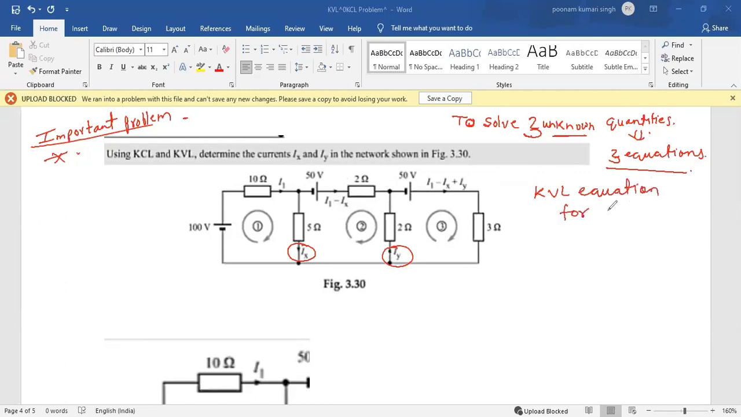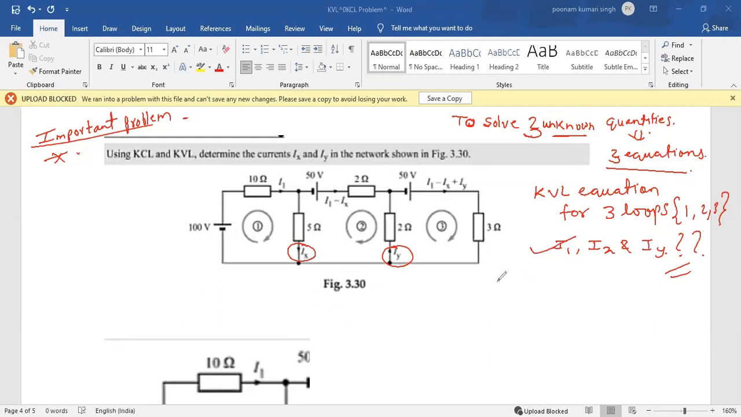for three loops, as mentioned here as 1, 2 and 3, all these three loops. We'll write KVL equations, and from those three equations we'll find out three unknown quantities, that is I1, Ix and Iy. So this is what we have to do in this problem. What I did is separate these three loops, write KVL equations, and then solve those three equations to get the values of I1, Ix and Iy.